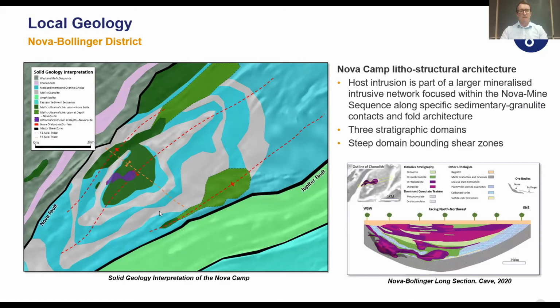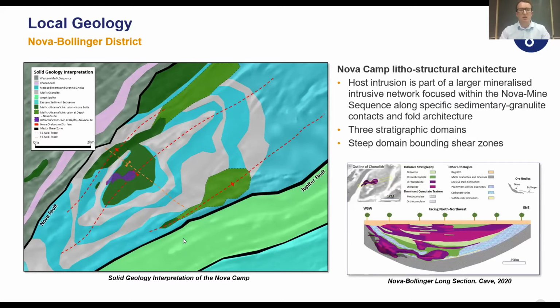The stratigraphic architecture consists of 3 different lithostratigraphic domains at this scale. We have what we call the Western Mafic sequence, the Nova Mine sequence, and the Eastern Sediment sequence. And these 3 different lithostratigraphic domains are separated by steep domain-bounding shear zones that often are filled by potassic orthogneiss intrusions.